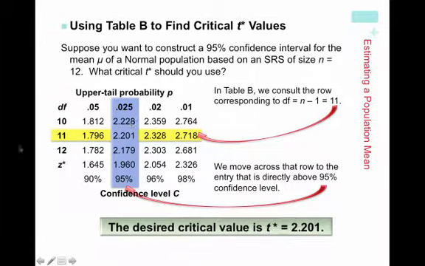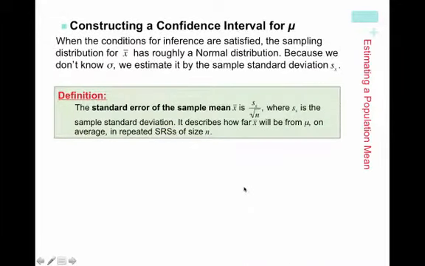Our t-score is where these two values overlap. 11 degrees of freedom, 95% confidence. Our t-score, our critical value, is 2.201. And this is where I shall leave off for today. We'll get into actually constructing these confidence intervals in part 2.